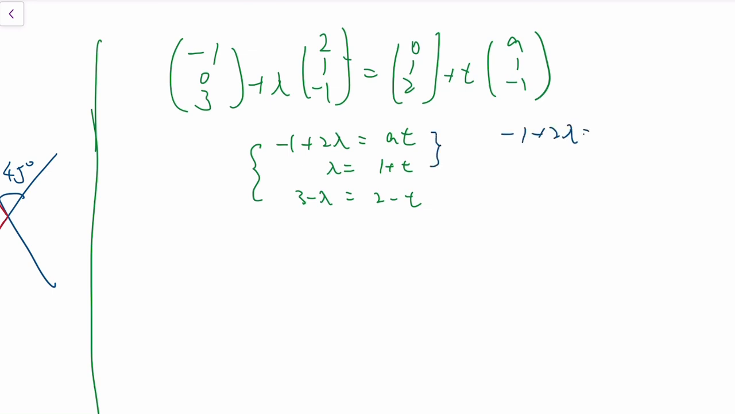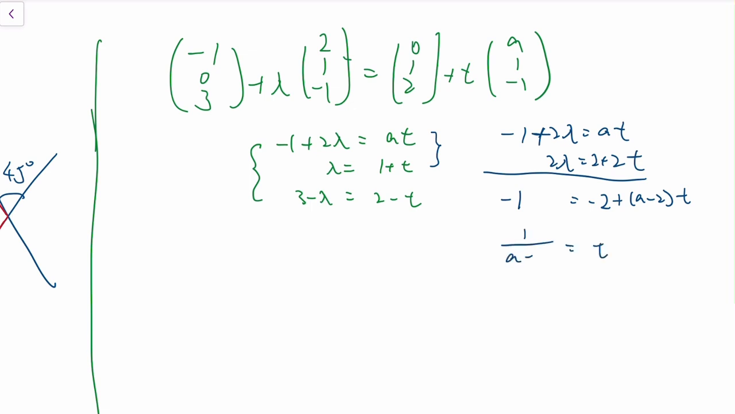We multiply the second equation by 2. 2 plus 2t. And then we subtract. So minus 1 with a negative 2 plus a minus 2t. So t is 1 over a minus 2. Right, because we add the negative 2 to the left and then divide by a minus 2.